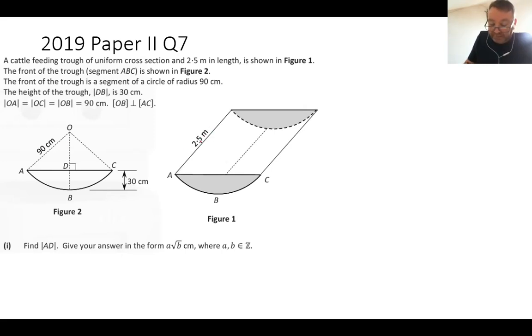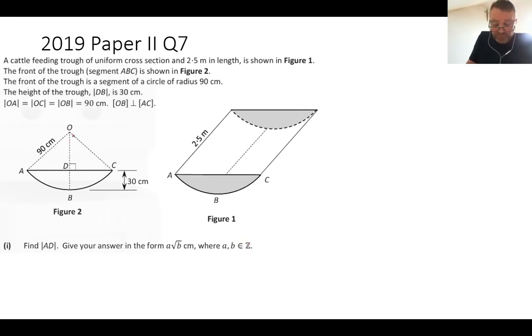One figure here in figure 1 is given in meters. So we've got to be very careful that we do what the calculations ask. And if we need to change from centimeters to meters, we do so before we do any calculations. So part 1, find AD and give your answer in the form of A root B centimeters, where A and B is an element of Z, integers. Okay, so they're allowed to be positive and negative whole numbers.